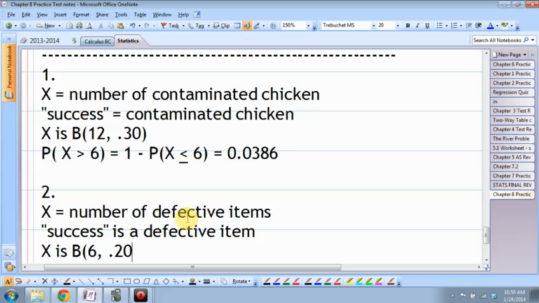That's a really bad machine. 1 out of every 5 things are going to be defective on average. It's a bad machine.